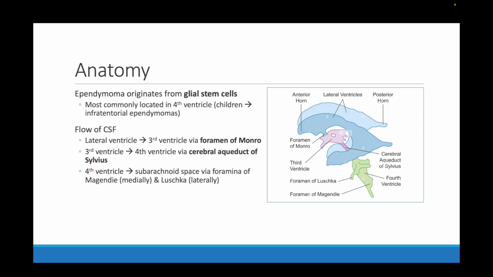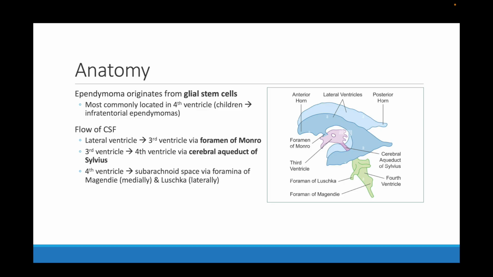So as we said earlier, ependymoma originates from glial stem cells, and most commonly it's the cells that are located in the fourth ventricle. Remember, these are the ependymal cells that line the fourth ventricle. As a result, in children, this is where ependymomas tend to arise, and the tumors typically are infratentorial ependymomas. That's just the most common location. They can occur supratentorially as well. And finally, in adults, we more commonly see spinal ependymomas.